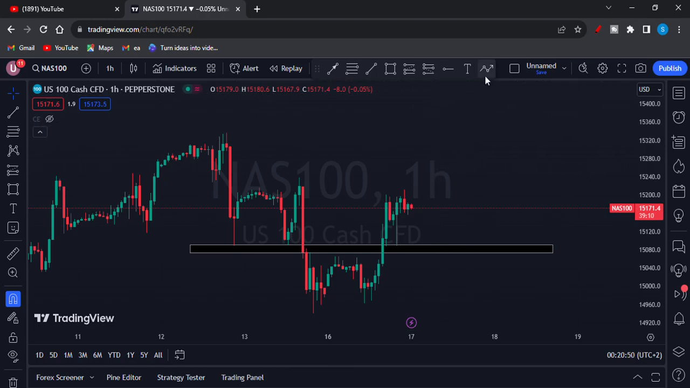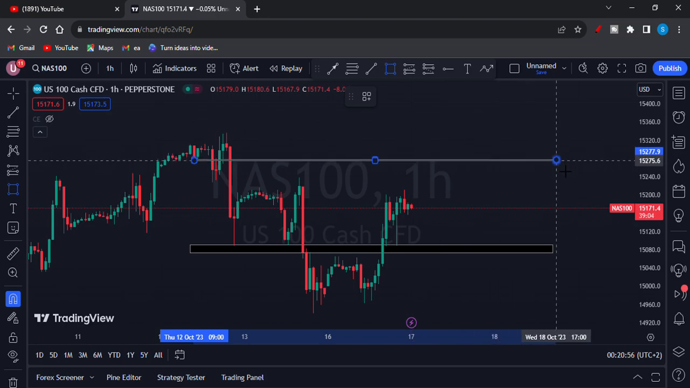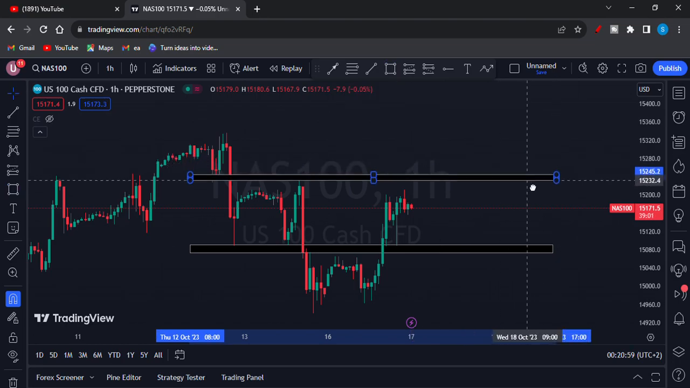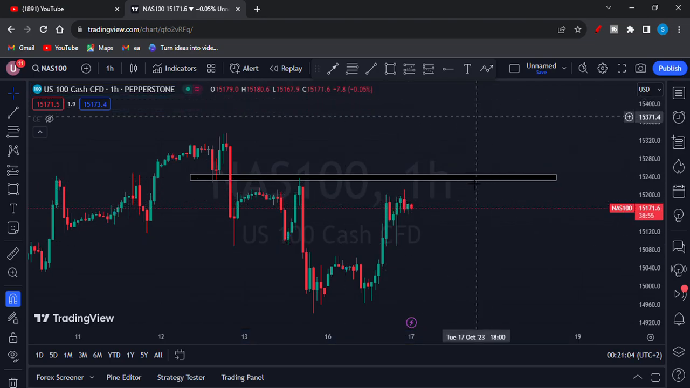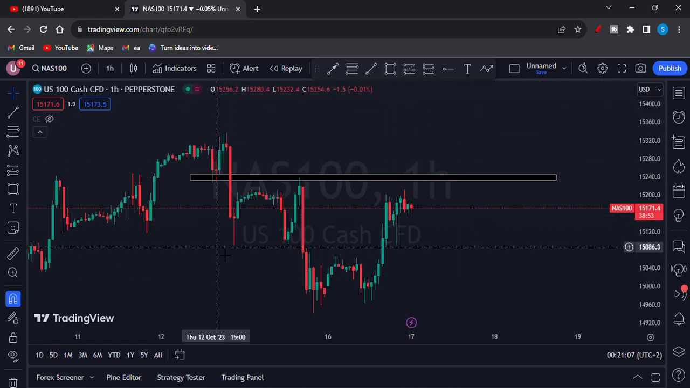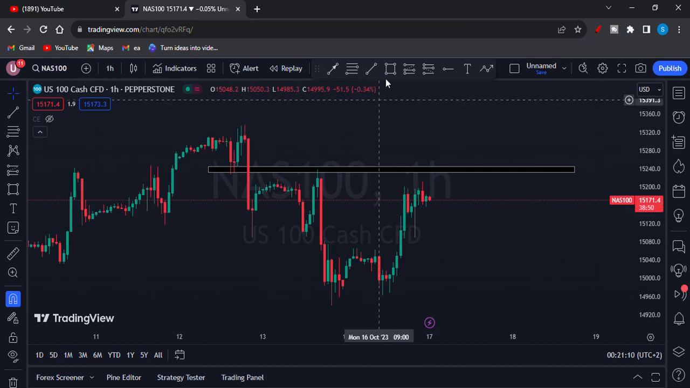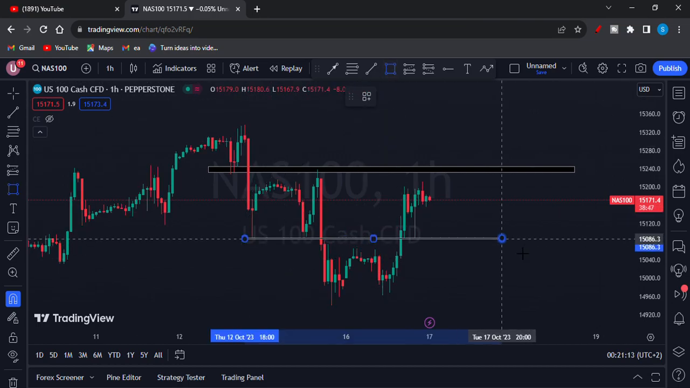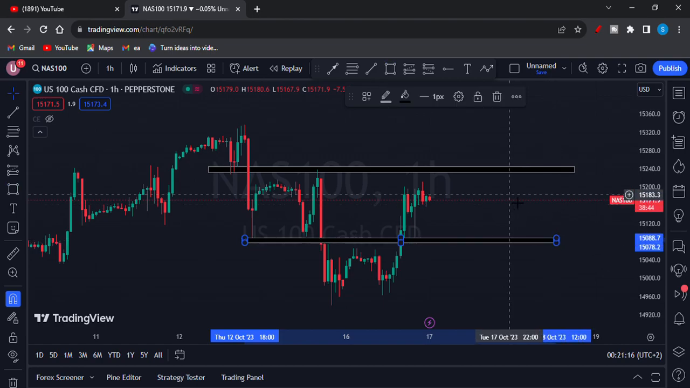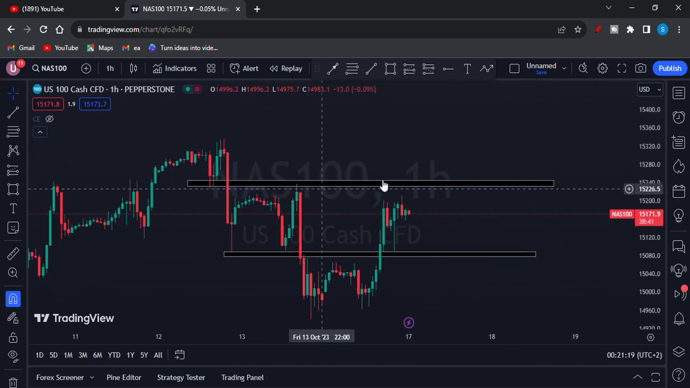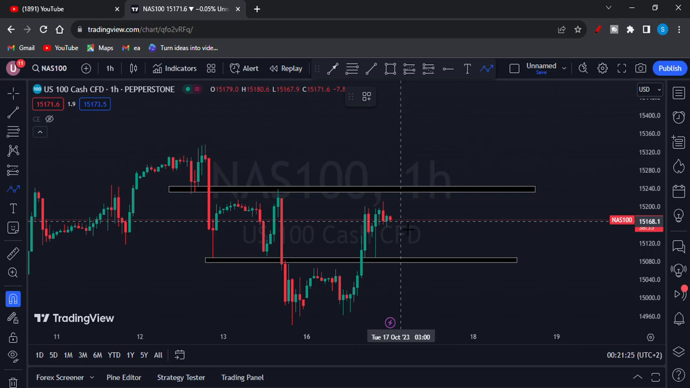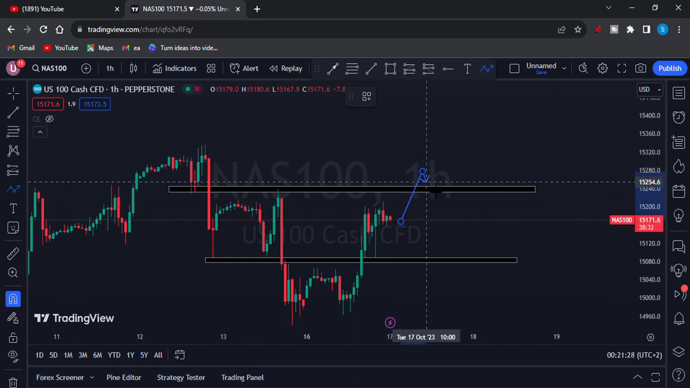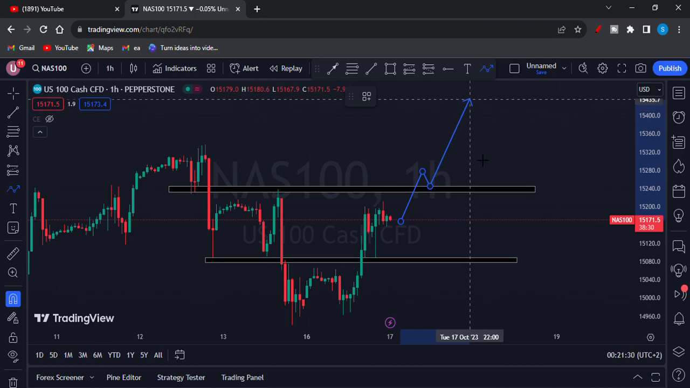So what I'm going to look out for is we also have this zone right there. Okay, let me take this up. In fact, let me just bring it back. Okay, so right there we have a resistance area, and then right here we have a support area. So what I'm going to look out for is if there's a possibility that we can break, retest, and then continue with the overall trend.